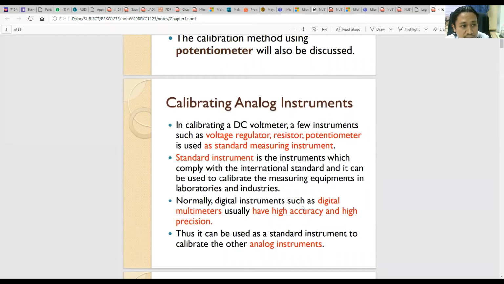So calibrating the analog instrument. In calibrating a DC voltmeter, a few instruments such as a voltage regulator, resistor, and potentiometer are used as the standard measuring instrument. The standard instrument is the instrument which complies with the international standard, and it can be used to calibrate the measuring equipment in the laboratory and industry. Normally digital instruments such as a digital multimeter usually have high accuracy and high precision, so it can be used as the standard instrument to calibrate the other analog instruments.